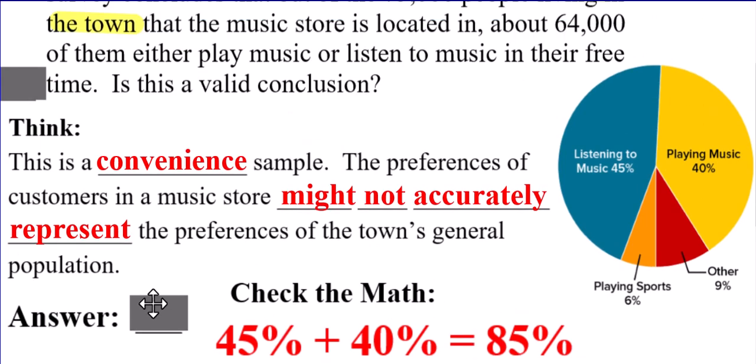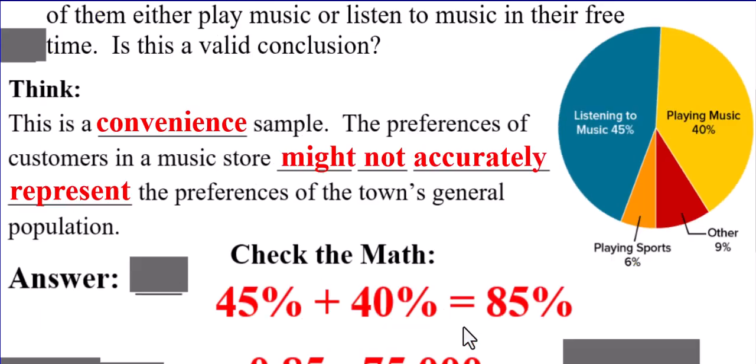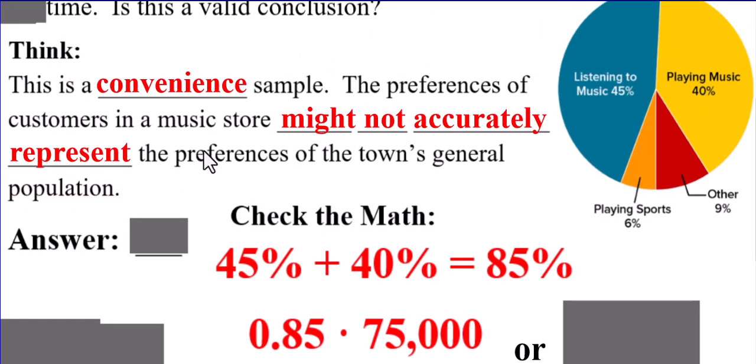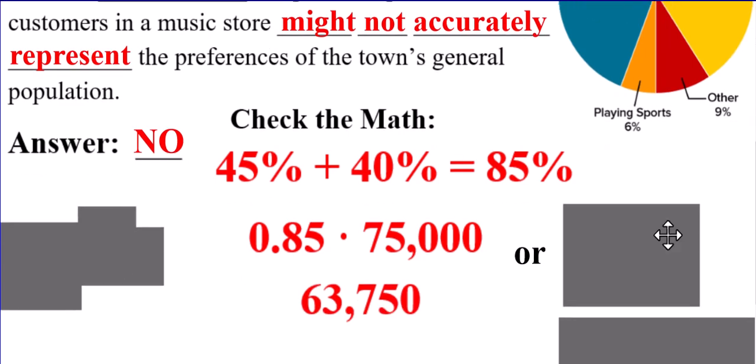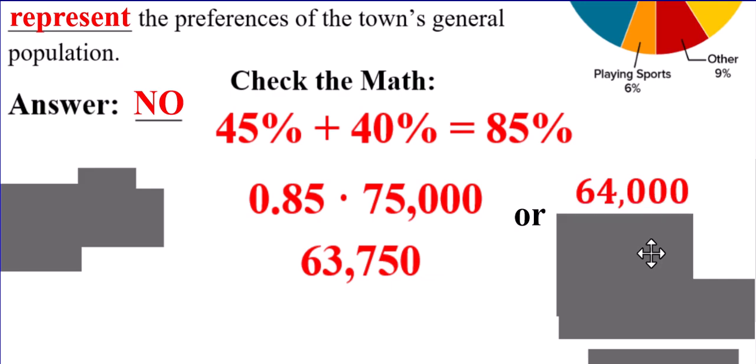But again, I'm not going to say the answer is yes, even though the math checks out. Since it was a convenience sample, which is a biased sampling technique, we're still going to say no. Oh, by the way, there's another way you could have done your math. You can feel free to write this down.